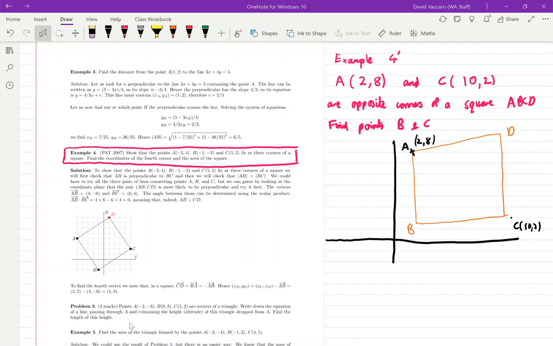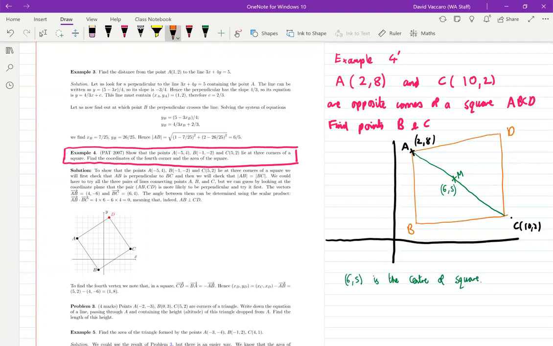I'm going to take a particularly geometric approach to this question. The first thing I'm going to do is draw the line AC, and this point here, M, which is the midpoint of AC, which is going to be the point (6, 5). So (6, 5) is the center of the square.